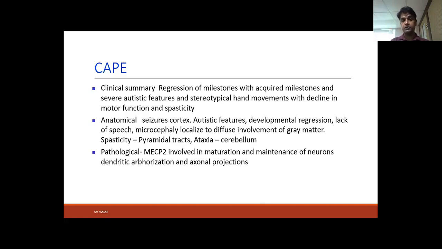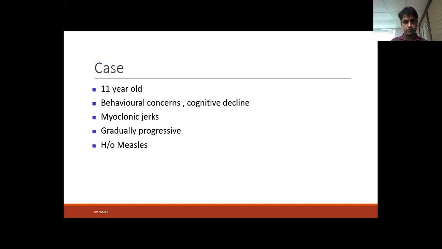So MECP2 mutation was positive, and that is involved in maturation and maintenance of neurons, dendritic arborization, and axonal projections. So which is a cause of this. And etiology, as we mentioned, MECP2 mutation. So that child was positive.